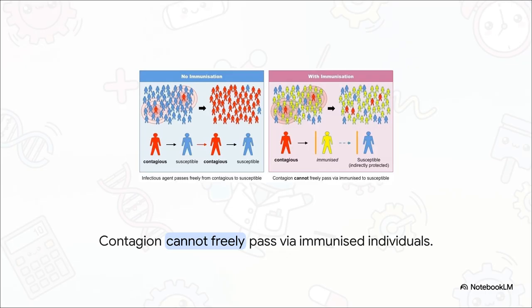Notice how they literally act as a physical wall. The contagion just cannot freely pass through them. Because the virus hits a dead end, the susceptible individuals on the other side are indirectly protected. And that right there is the definition of herd immunity. When a large enough proportion of a community becomes immune, it protects both the vaccinated and those who simply cannot be vaccinated.